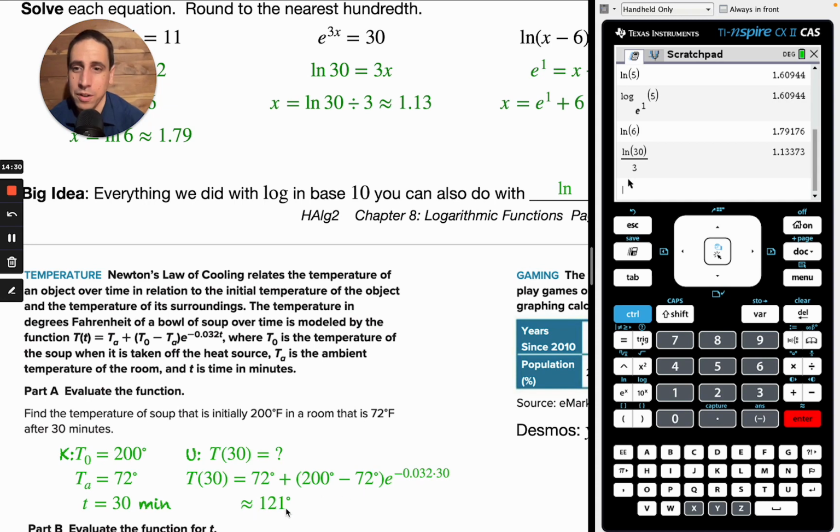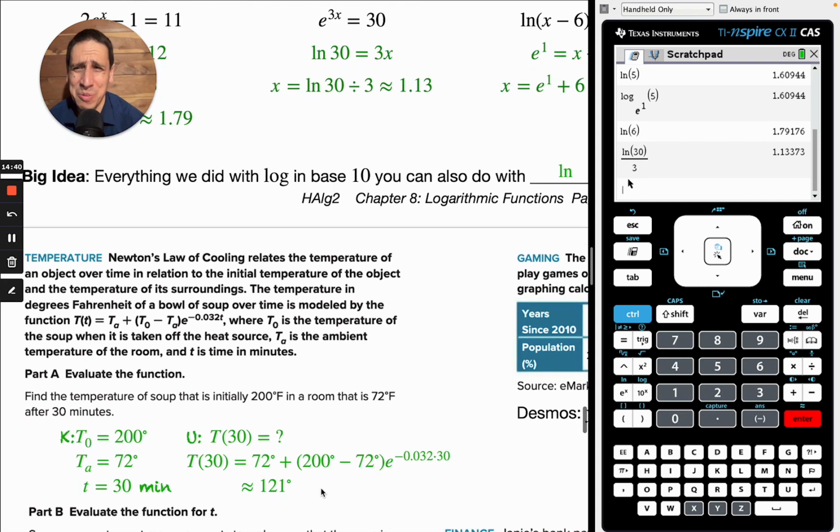That's 121 degrees after 30 minutes. It cools down, after 30 minutes, it'll cool down to 121. And maybe at that point, you might be able to eat it. 30 minutes? I don't want to wait 30 minutes for my soup.